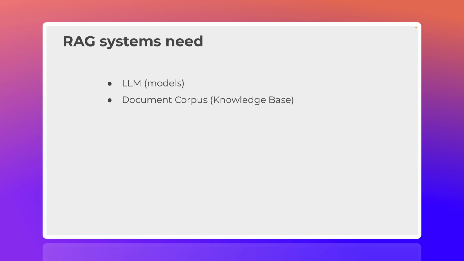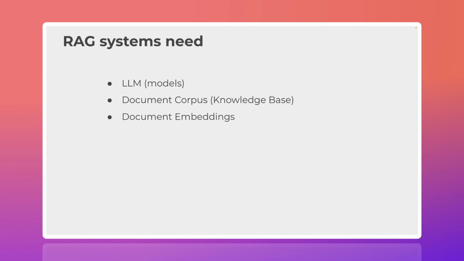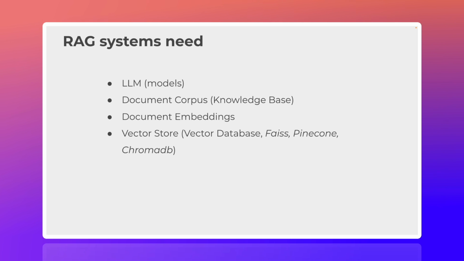And also we need this document corpus. Essentially it's the knowledge base that we pass in. The document embeddings are very important, because you take these documents and break them down into embeddings, small pieces of vectors. And we need somewhere to save those vectors. These are not just normal databases. These are what we call vector databases, or vector stores. There are many out there, like FAISS, Pinecone, and ChromaDB. And then we need to have this retrieval mechanism. Most vector databases have some retrieval mechanism in them to retrieve what needs to be retrieved.